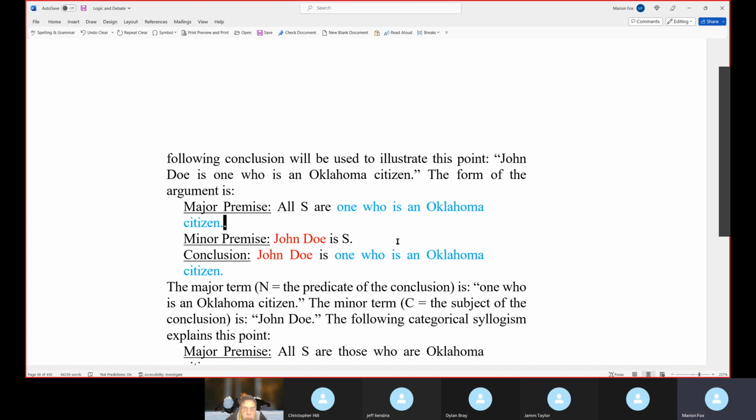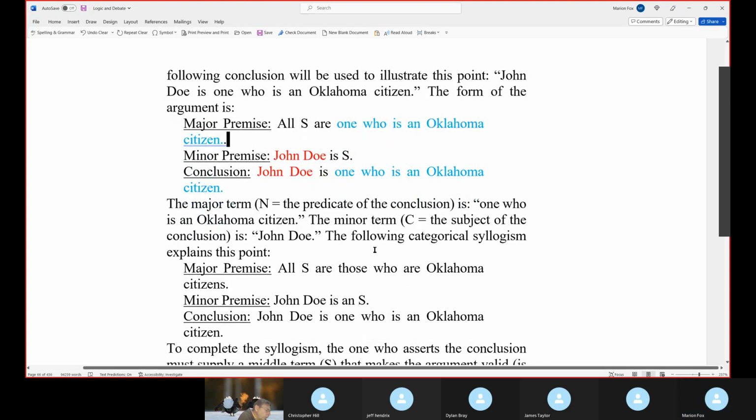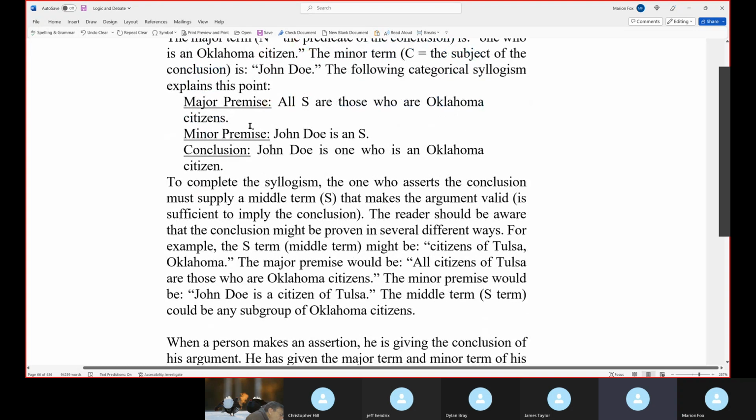Now if a person affirms that conclusion, he is giving us this much information, the red and the blue up here. All he needs to make a good sound argument and prove his case is to find a middle term that will fit in and prove his point. We know most of what he has to argue. We have the major term and the minor term, we just don't have the middle term S. So you could make S being: all men who reside in Oklahoma are Oklahoma citizens. That would be correct. And then John Doe resides in Oklahoma.